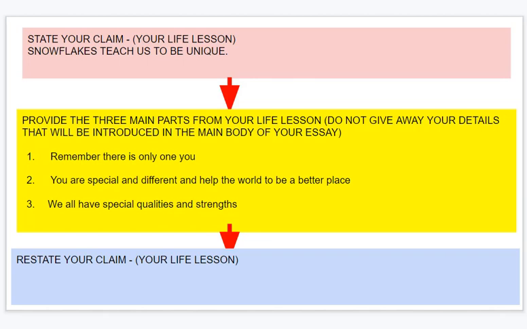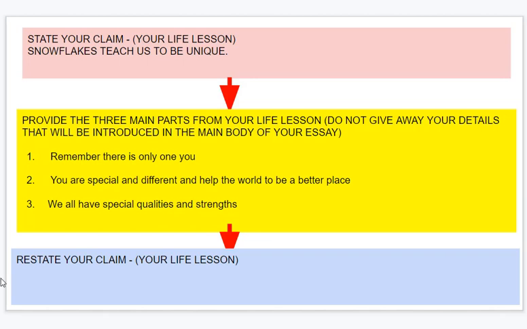Then my next paragraph is going to be where it says, remember that there's only one you. Well, what about that? I'm going to explain that in a lot of detail. In my third paragraph, we'll talk about how you are special and different and how you help the world be a better place. Well, how do snowflakes do that? And then the last paragraph will have all the special qualities and strengths that snowflakes teach. How? Well, I'll be describing that in that paragraph. And then the final paragraph will be our conclusion, which we haven't done yet.